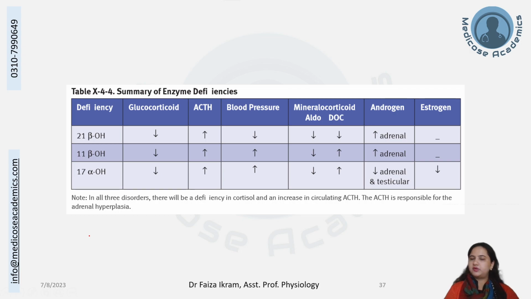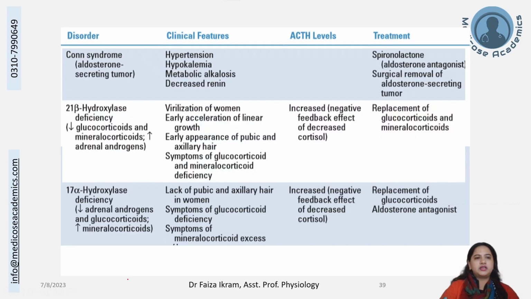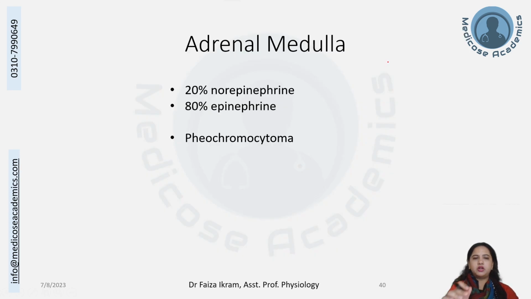I hope now you can all guess what happens if there is excessive or decreased mineralo or glucocorticoids. We have discussed this all, the Addison disease, primary adrenocortical insufficiency, Cushing syndrome, primary, secondary or tertiary. Cushing disease is secondary adrenocortical production. Conn syndrome is primary hyperaldosteronism only, and the enzymatic deficiencies, the clinical features, ACTH level, treatment options. We have discussed all that previously. These are the summary tables for you to revise if you want. And that was all for the adrenal cortex.